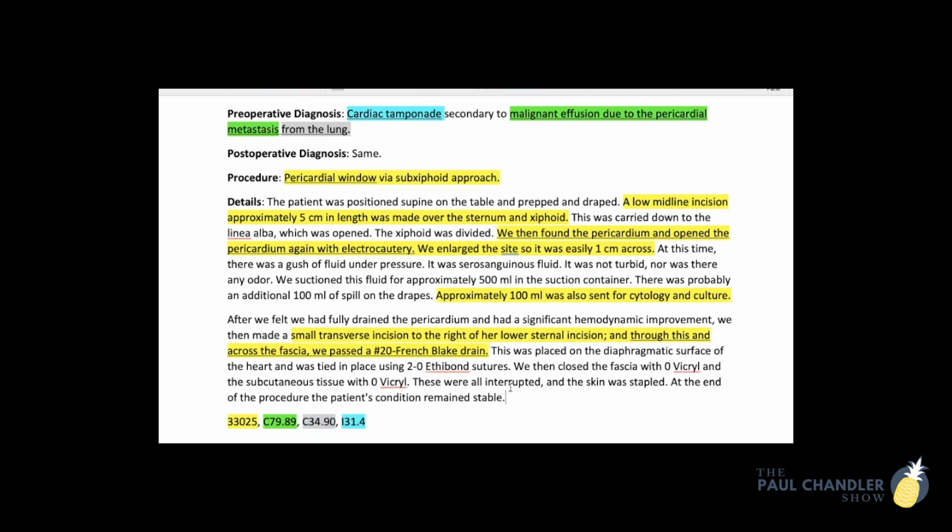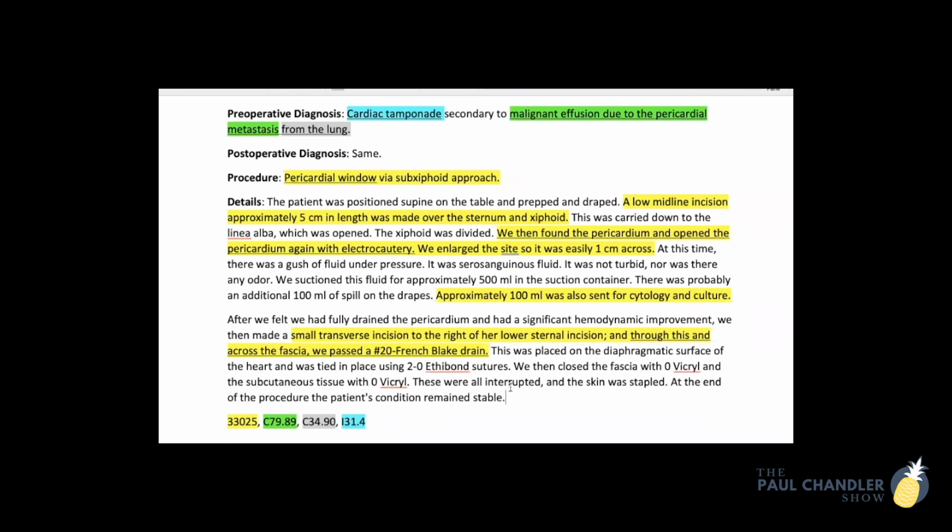So that right there, coding this case study for the cardiovascular system. So the procedure code, we have 33025. And then the diagnosis codes, the first diagnosis code listed by documentation would be cardiac tamponade, but code-wise it's in the back, because again, the I31.4 had the code first rule. So then we have the code first, the malignant effusion due to the pericardial metastasis. That gave us a C79.89.